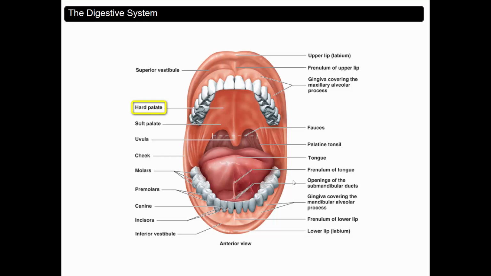So this picture, if we draw a little line here, you can see the hard palate is again more anterior, closer to your front teeth. You can use your tongue to crush food against the hard palate, and then behind that we have the soft palate and the uvula made of skeletal muscle. Again, closes off nasopharynx when we swallow. So that question's still fair game for our final exam.